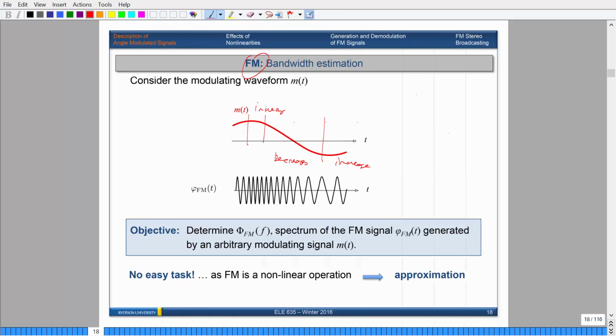So what we're going to do now is figure out what the spectrum of an FM signal looks like for any arbitrary modulating signal. Okay, but this is unfortunately not easy, mainly because frequency modulation is a nonlinear operation. Amplitude modulation is as well, but frequency modulation is quite nonlinear. So unfortunately, you're going to have to approximate the bandwidth of a frequency modulated signal. Okay, so we're going to talk about that now.